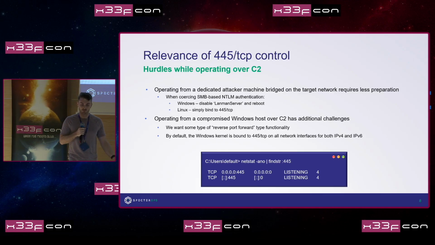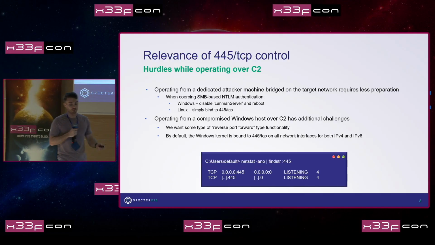It can also be straightforward from a Windows machine, depending on your perspective, by doing something as simple as disabling the LanmanServer service. You reboot the host, 445 is no longer bound. You can do your reverse port forward functionality from there.